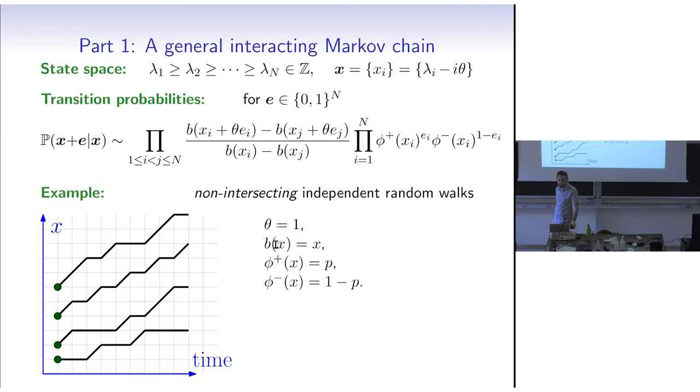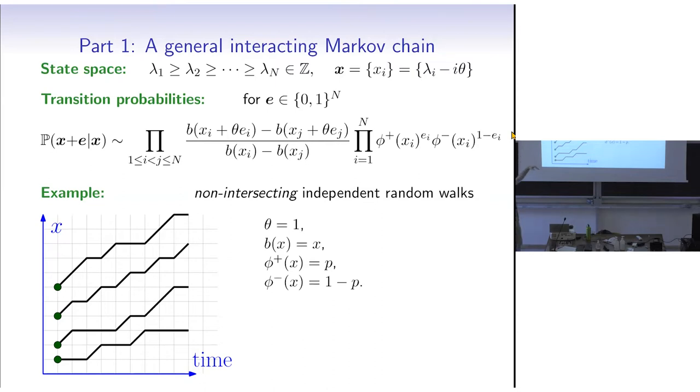with many simplifications: the theta parameter will be one. The function b of x will just essentially disappear. B of x is equal to x. And the functions phi plus and phi minus will be just constants, p and one minus p. So note that in this formula, phi plus is raised to the power e_i, phi minus is raised to the power one minus e_i, which means that whenever the ith coordinate grows, a phi plus factor appears.